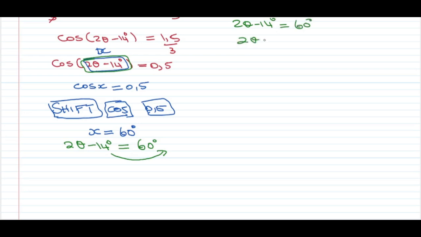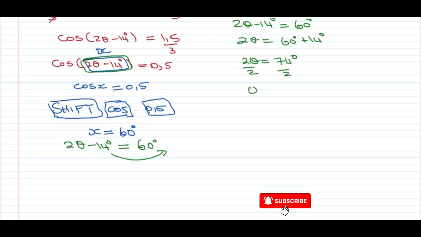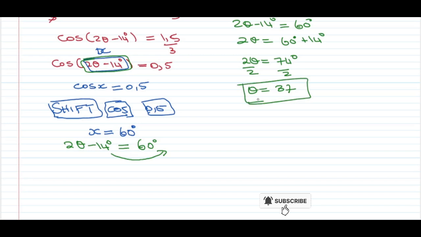This is 2 theta equals 60 degrees. We add 14 degrees, and this gives us 74. Divide both sides by 2 to make theta the subject of the formula. 74 divided by 2 is 37. And 37, ladies and gents, that's your final answer. That's it for this problem. This is how you isolate theta.